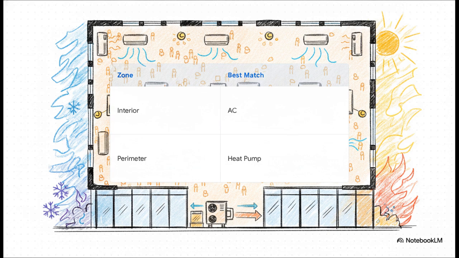But contrast that with the perimeter zones bordering the outside walls. Those areas battle freezing heat loss in the winter and intense solar heat gain in the summer. For those massive seasonal swings, the versatile heat pump is hands down the best choice.